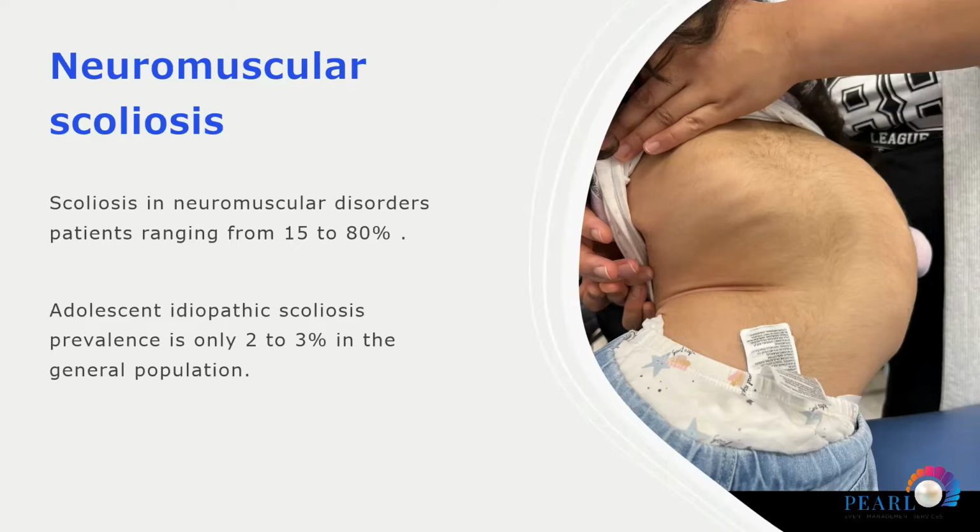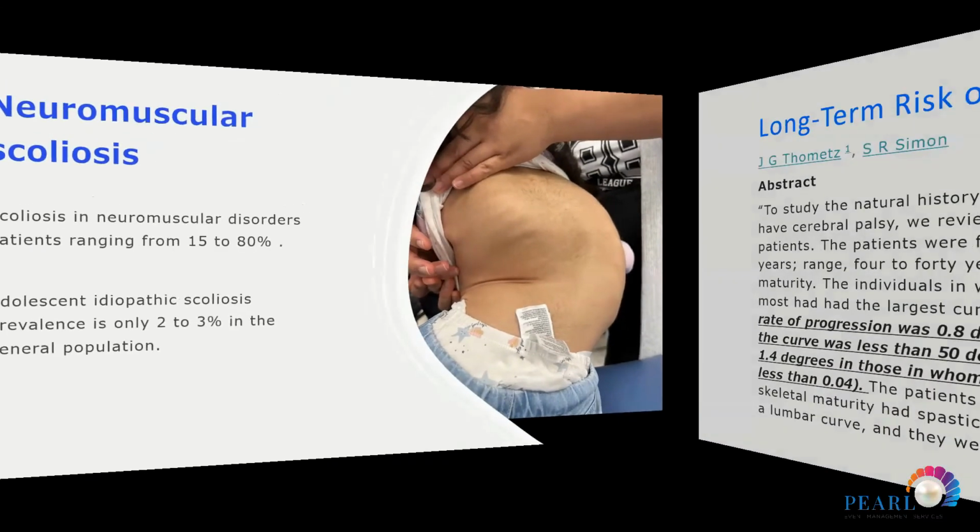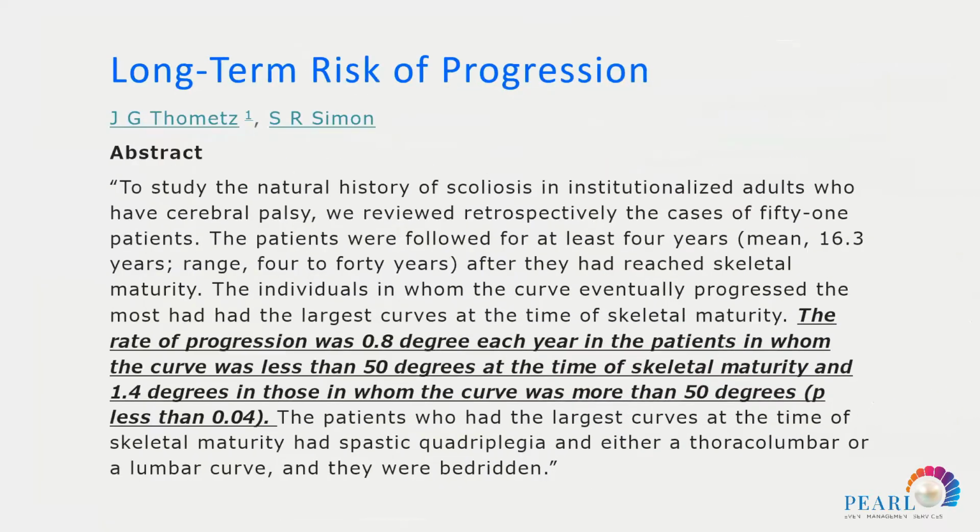But adolescent idiopathic scoliosis prevalence is about 2-3% of the general population, which is why it is very important to make a checkup for all patients who have neuromuscular disorders, to find the scoliosis problem as early as we can, also to prevent the surgery.